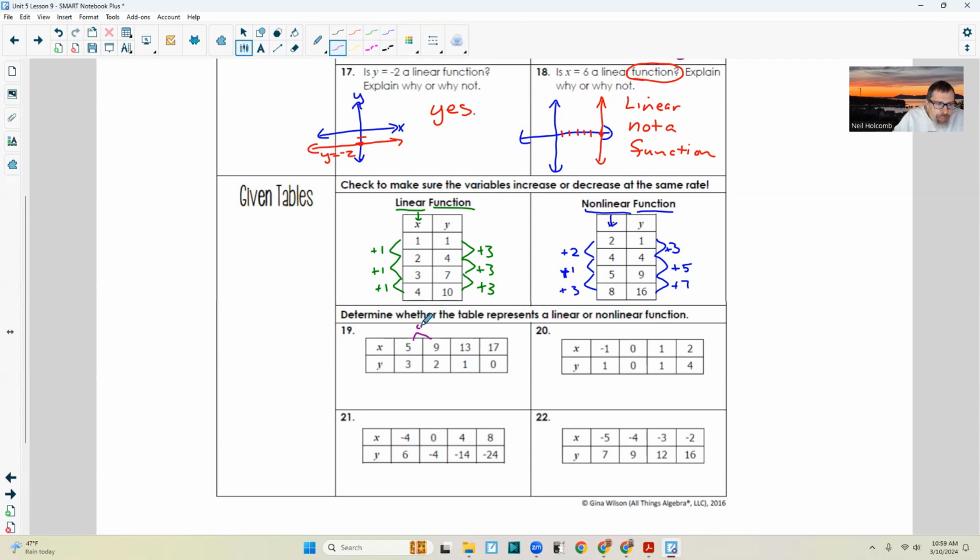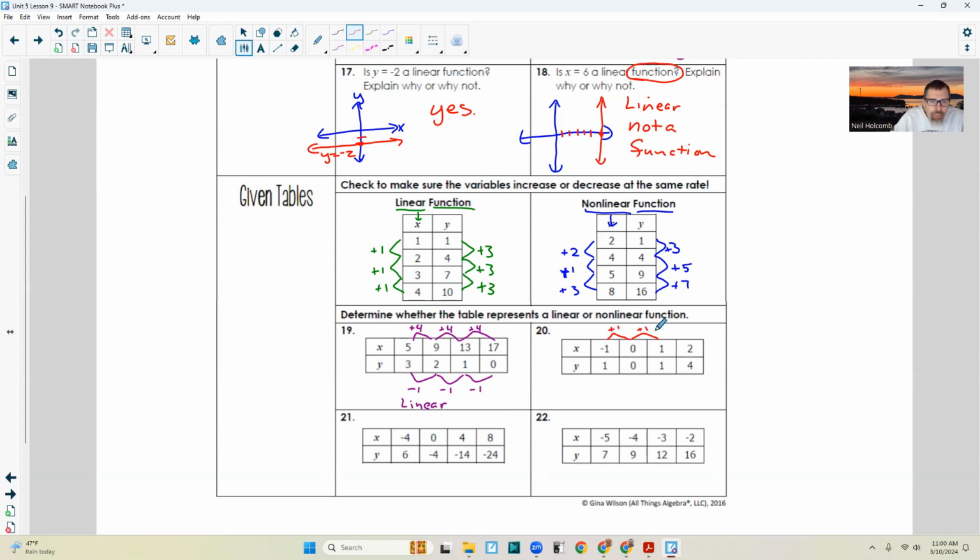To get from 5 to 9, we had to add 4. 9 to 13 is plus 4. 13 to 17 is plus 4. 3 to 2 is minus 1. 2 to 1 is minus 1. 1 to 0 is minus 1. These are all the same. These are all the same. Therefore, I'm writing linear. L-I-N-E-A-R. Linear.